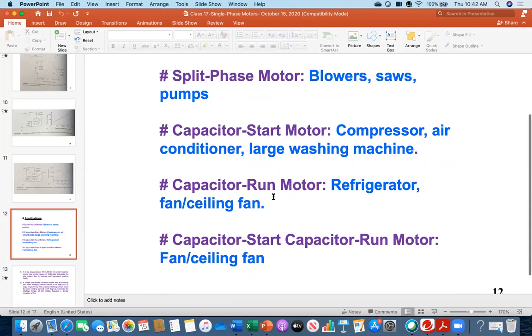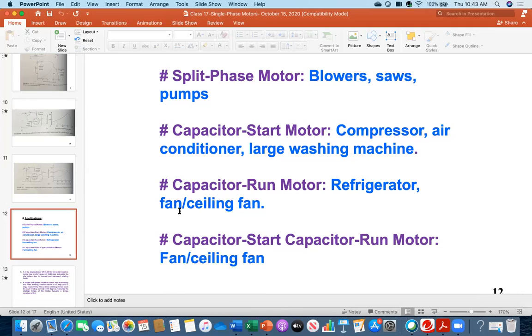And then capacitor run motor. We want the ceiling fan to run smoothly without creating any noise or any sound. We want smooth performance. We want better power factor. We want better efficiency. We want better voltage regulation. To gain all of those characteristics, it is called capacitor run motor, meaning that in the auxiliary winding, there is a capacitor and that is also running always. In this case, you don't need any centrifugal switch. Always there will be a capacitor in the circuit.